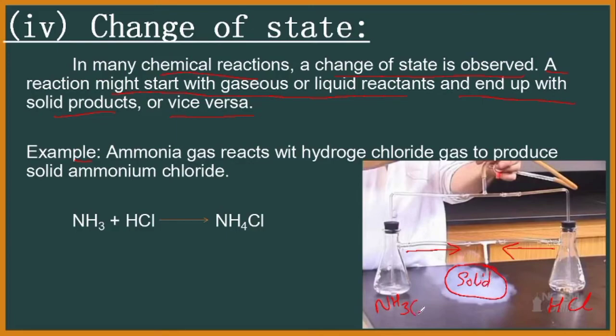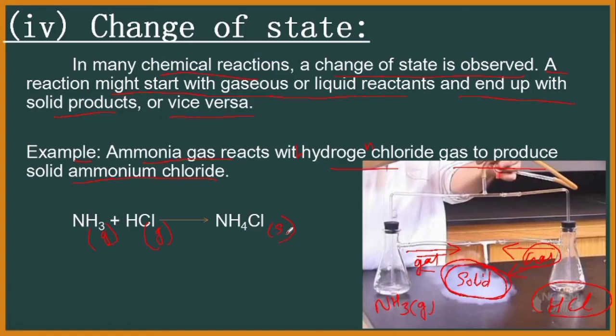Okay, so ammonia is in gaseous state because we are passing it in the form of gas, and hydrogen chloride is in the state of gas. When these two gases combine together, they form a solid. That means a change in state of matter. So the example is ammonia gas reacts with hydrogen chloride gas to produce solid ammonium chloride. So ammonia is in gaseous state, HCl in gaseous state, and ammonium chloride is solid. So these are the examples and characteristic features of a chemical reaction.